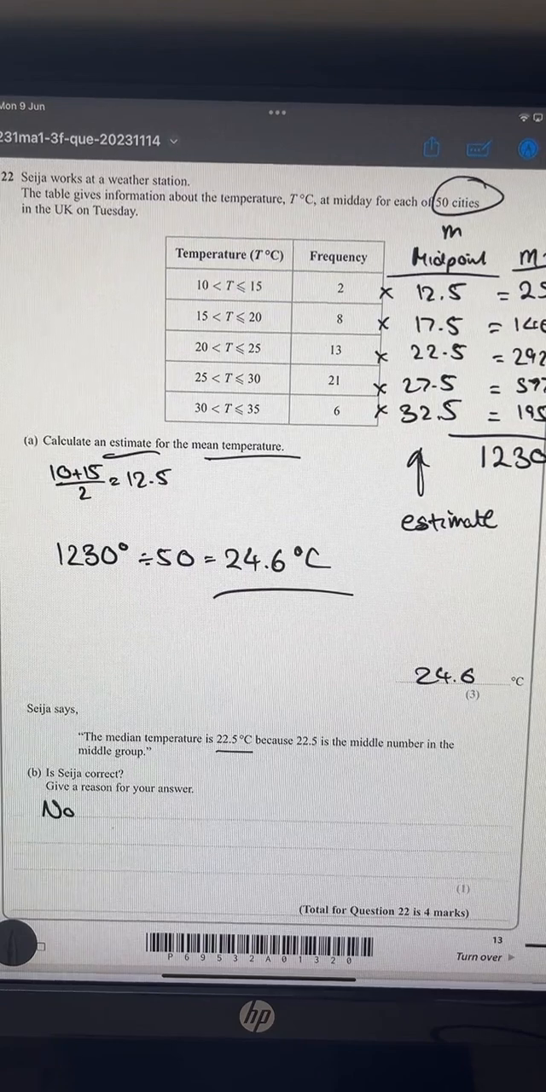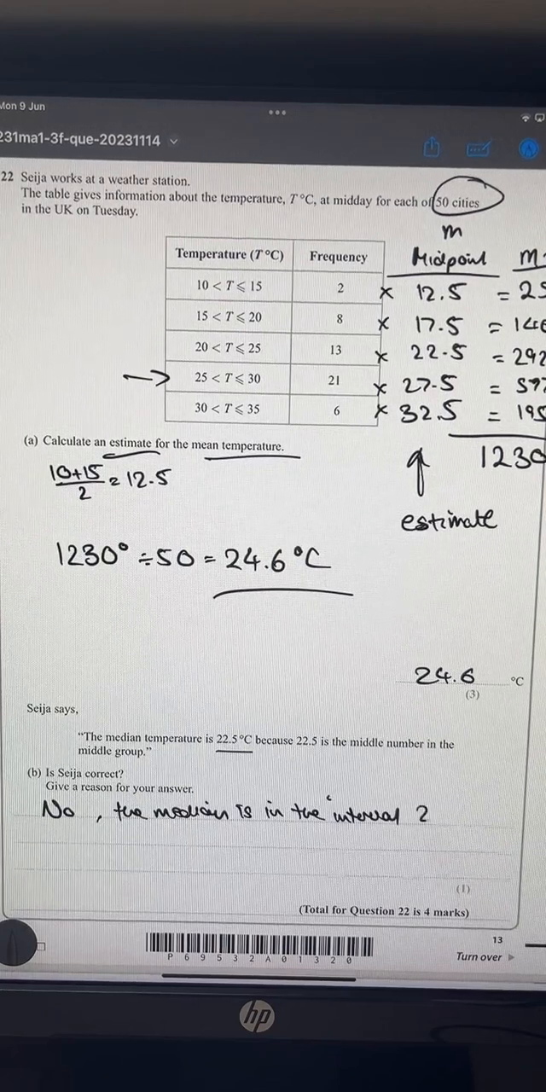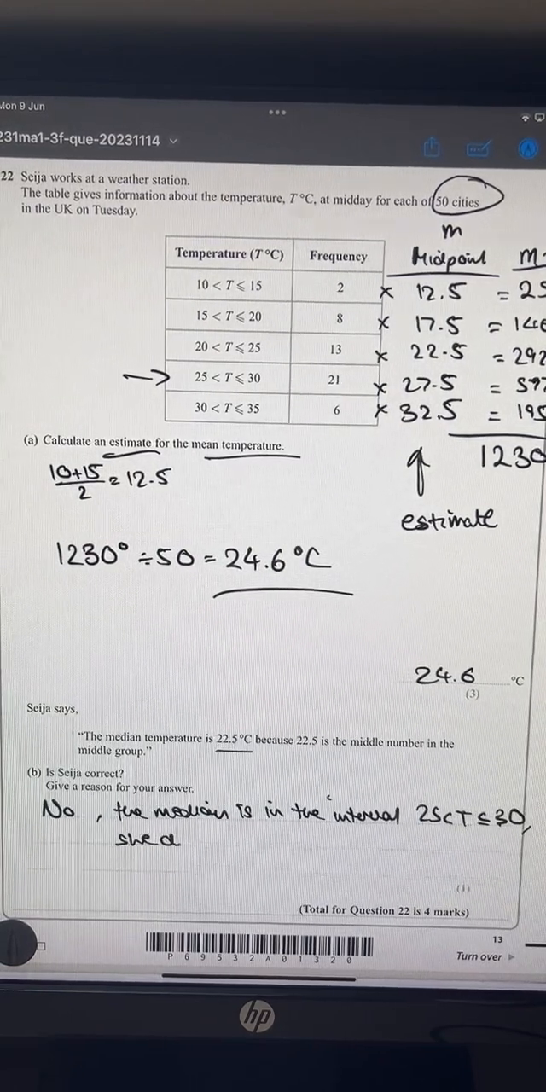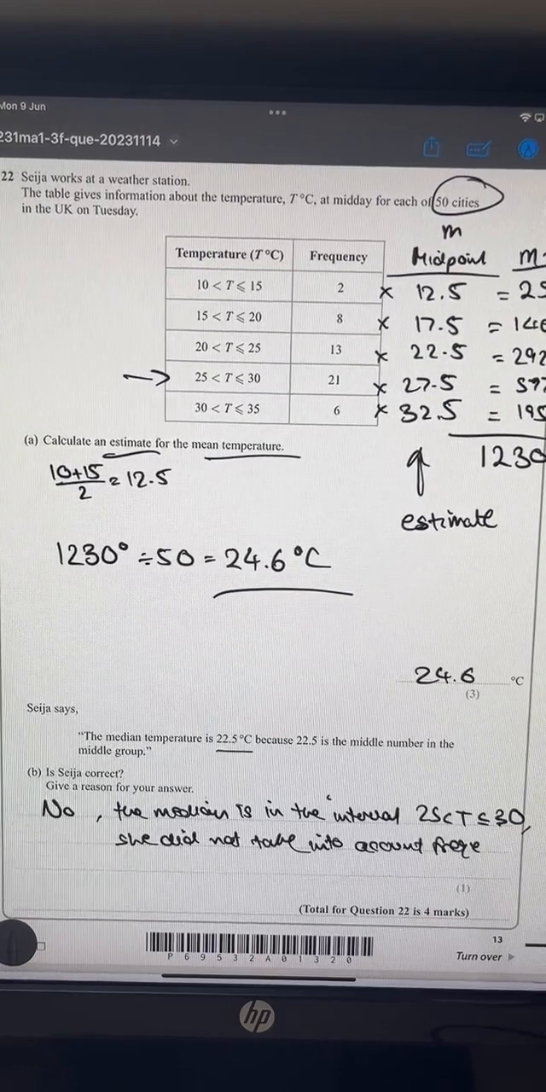So the median is in the interval. Now we have to think which section has the median. Well, we've got 50 cities, right? So this is 2 cities, that's 10 cities, that's 23 cities, 25. The 25th city would be the median. So it would be in this interval, right? It is in the interval 25 is less than t, which is less than 30, right? So she did not take into account frequency.